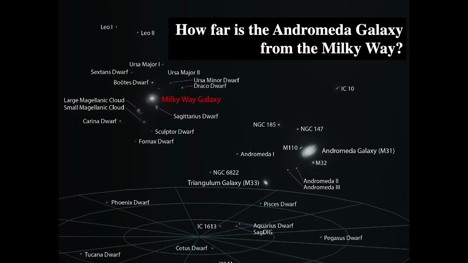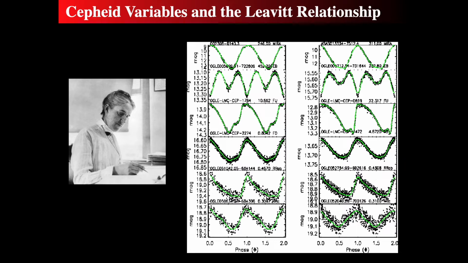How far is the Andromeda Galaxy from the Milky Way? That was the question of the 1920s. How did Edwin Hubble accomplish this feat, and what were his standard candles? There were the Cepheid variables, whose light curves have been extensively studied by Henrietta Swan Leavitt.